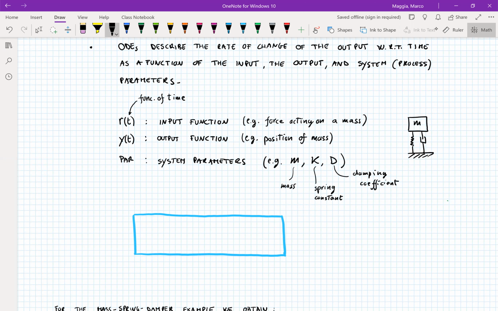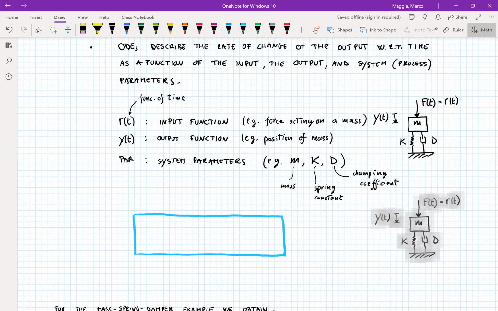So we have M is the mass, then K is the spring constant, and we're going to call D the damping coefficient. So here we can have an external force as our input. So F of t will actually be our R of t. And the displacement of the mass with respect to its equilibrium point is the output, so y of t.